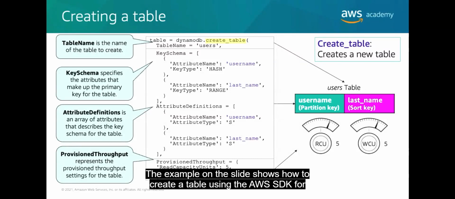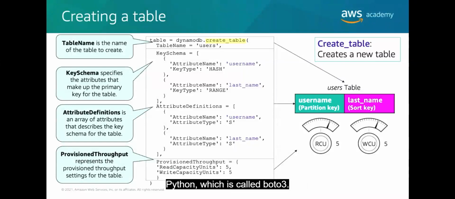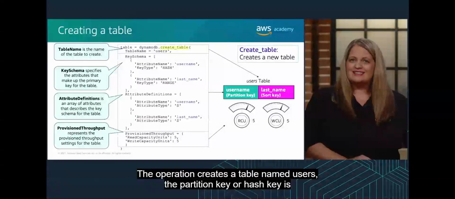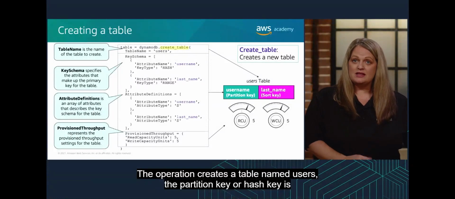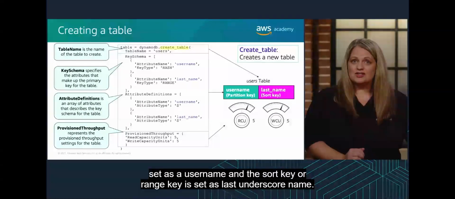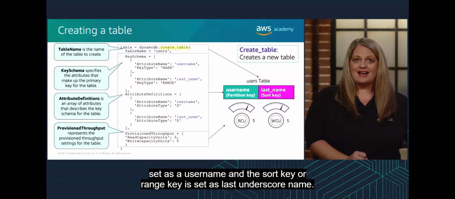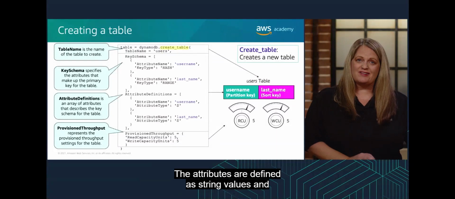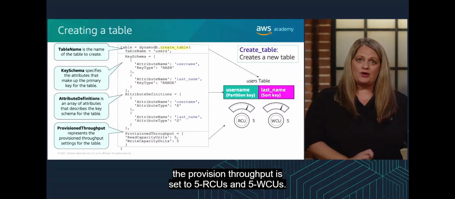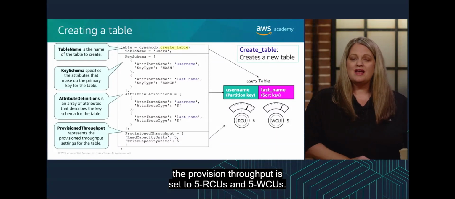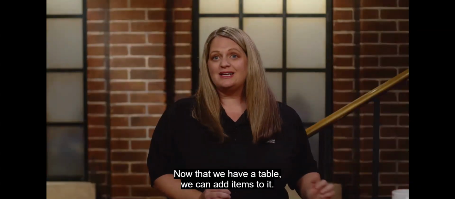The example on the slide shows how to create a table using the AWS SDK for Python, which is called Boto3. The operation creates a table named users. The partition key or hash key is set as username, and the sort key or range key is set as last_name. The attributes are defined as string values, and the provisioned throughput is set to 5 RCUs and 5 WCUs. Now that we have a table, we can add items to it.